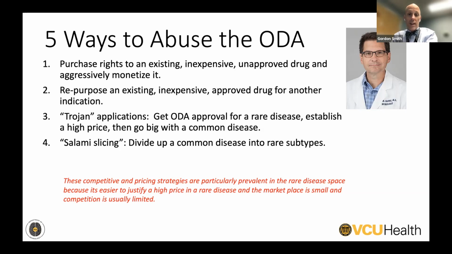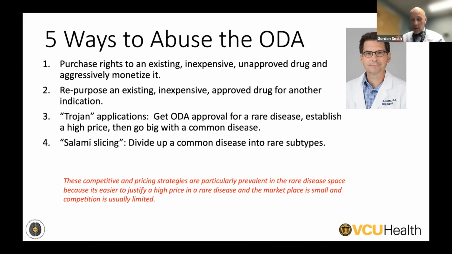One can repurpose an existing inexpensive approved drug for a different indication. So-called Trojan applications: get orphan status for a rare disease, get an approval, and then go big with a common disease. This is actually really common. If you look at some of the most profitable drugs in America, things like rituximab, Humira, they come from Trojan applications. Or salami slicing. Take a common disease, slice it into rare molecular phenotypes, get an approval under the ODA, and then you can get sequential new ODA designations for each of these slices of salami. So you can really sustain your exclusivity in the marketplace in dramatic fashions.